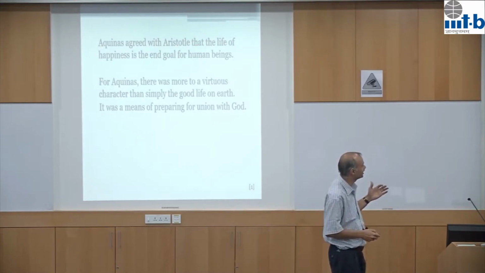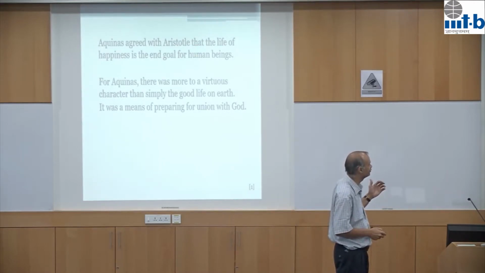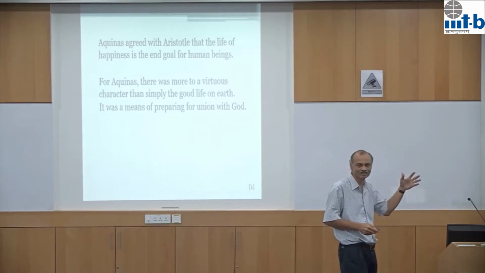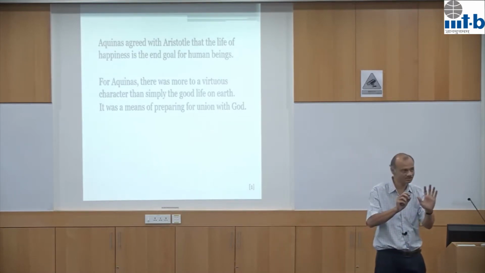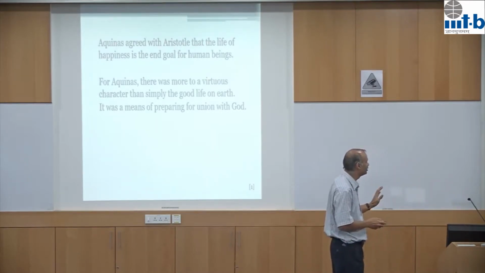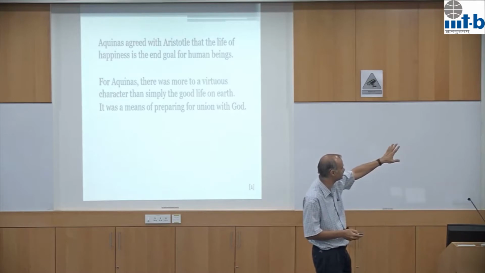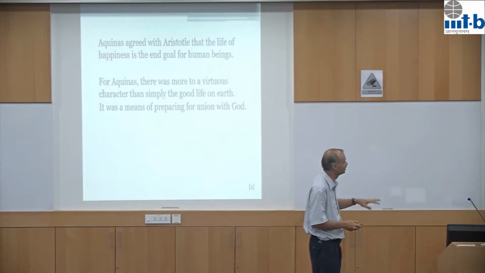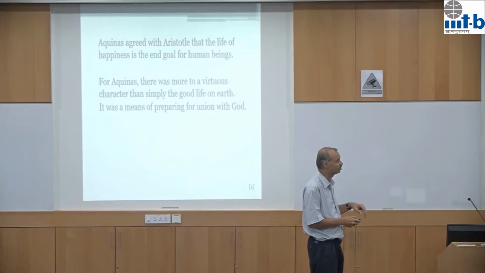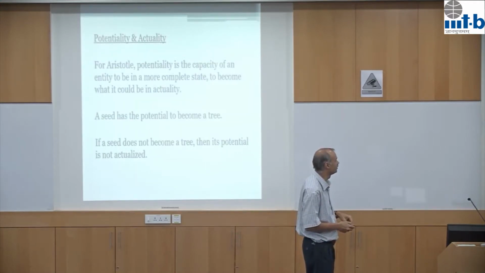So he agreed with Aristotle that the life of happiness is the end goal of human beings. Of course, he went further and said that has to be related to God, because he was extremely Christian and very much a believer in God. This is just for information, it doesn't affect our line of argument. But he agreed with Aristotle about eudaimonia being the end of human life.